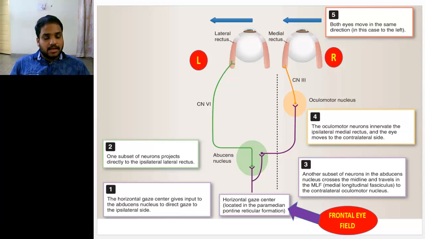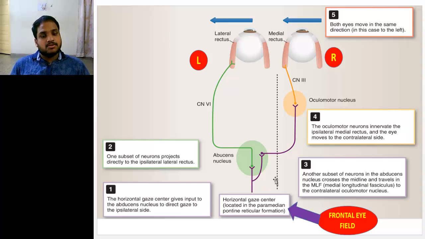Now let us learn another important concept, that is the internuclear ophthalmoplegia, right? So to know that, we should know the concept of horizontal gaze, right? So this person wants to look to his left side, right? If the person wants to look to his left side, what all things are going to happen?